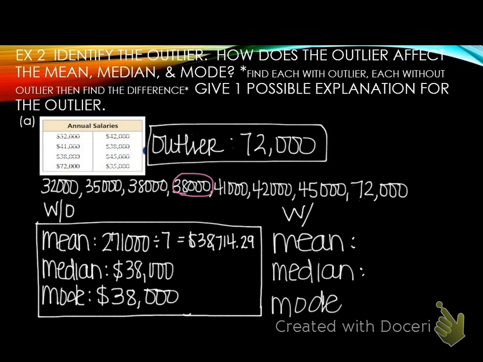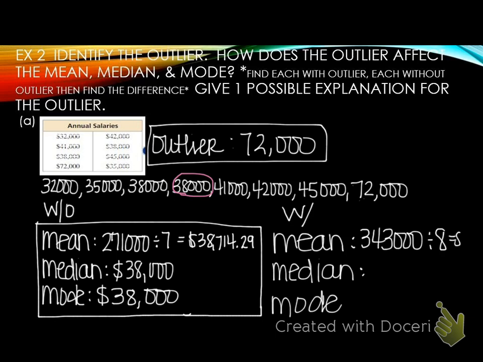271,000. So if we take that number and we add the outlier value, what is the outlier value? So we add 72,000. What do we get, Xander? 343,000. Now, Xander, what are we dividing by? How many numbers this time? 8. We're dividing by 8, and what does that give us as our average? 42,875.